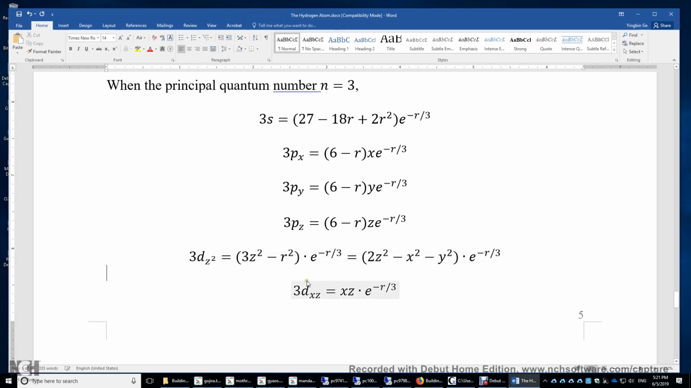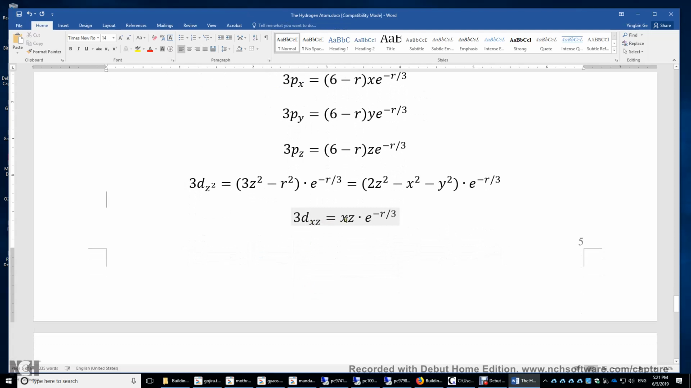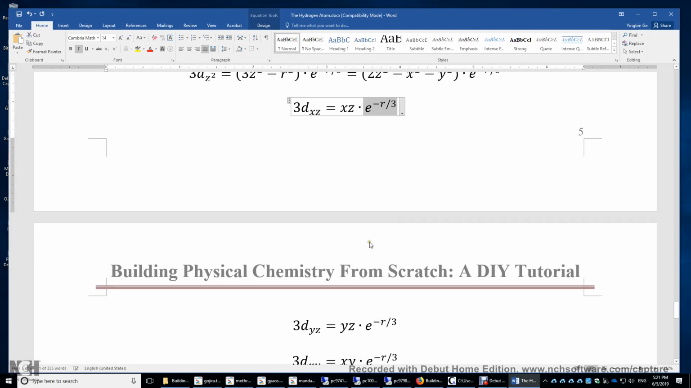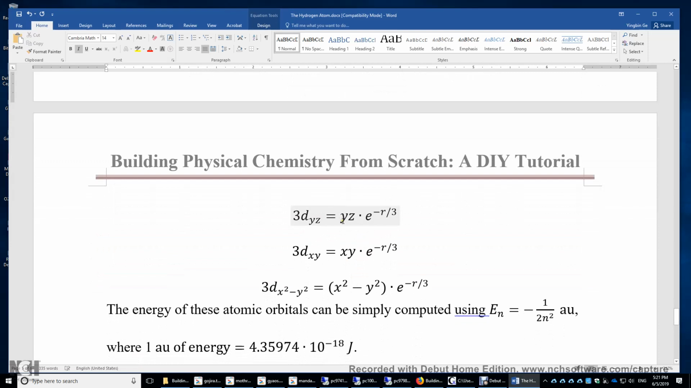And then we have 3d xz and yz. They are simple. They're just xz times this exponential function, and yz is simply just yz times the exponential function. And over here, there are two nodal surfaces when x equals 0 or z equals 0. Over here, also two nodal surfaces. How about 3d xy? Again, two nodal surfaces when x equals 0 or y equals 0.